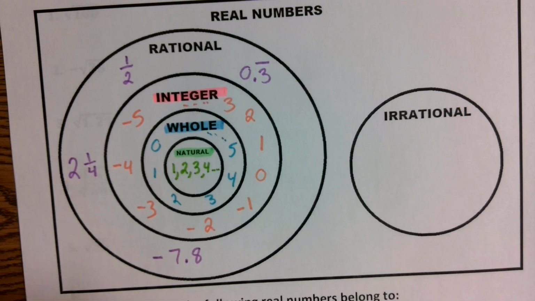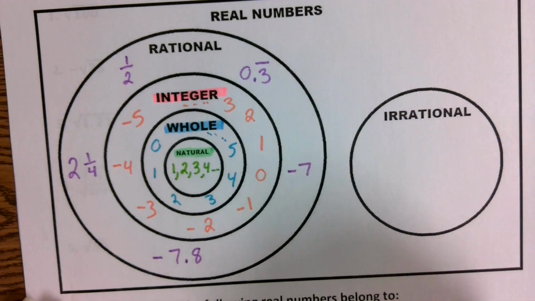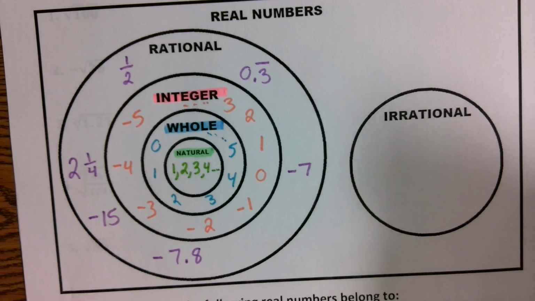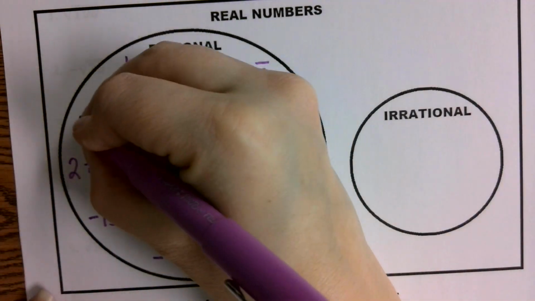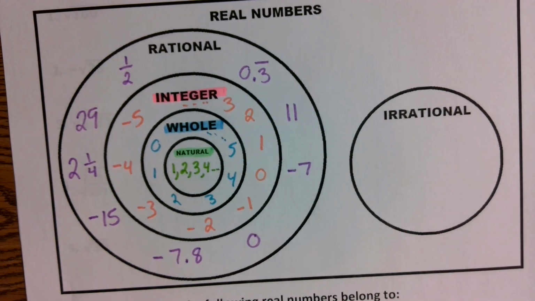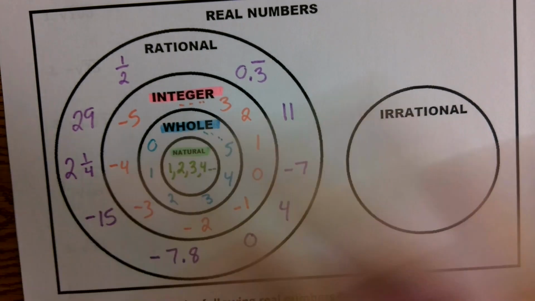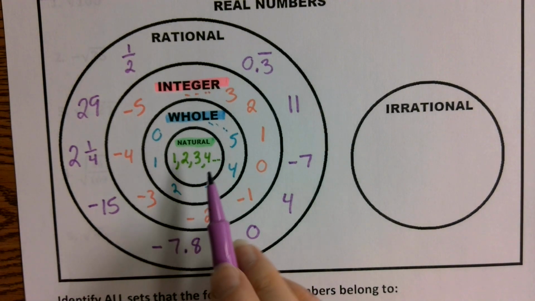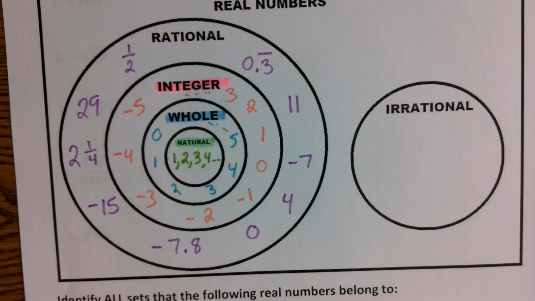But in between there you also still have your integer values like -7, -15. You've got your whole numbers. You've got 11. You've got, I don't know, 29. You've got 0. Okay, you've got 4. You've got all of these kinds of values that are considered to be rational. So if it is a natural number, it is also known as a whole, an integer, and a rational.